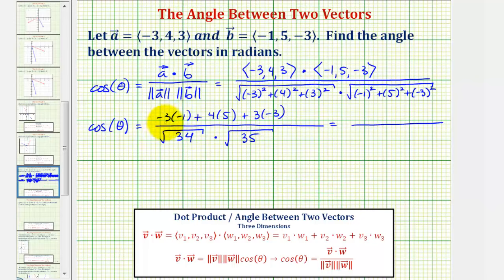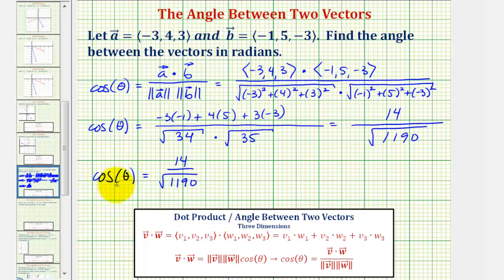Simplifying the numerator, we'd have negative 3 times negative 1, that's 3, plus 20, plus negative 9, which is equal to 14. So we have 14 divided by the square root of 34 times the square root of 35, which is equal to the square root of 34 times 35, which is equal to 1,190. So now we know that cosine theta, where again theta is the angle between the two vectors, is equal to 14 divided by the square root of 1,190.